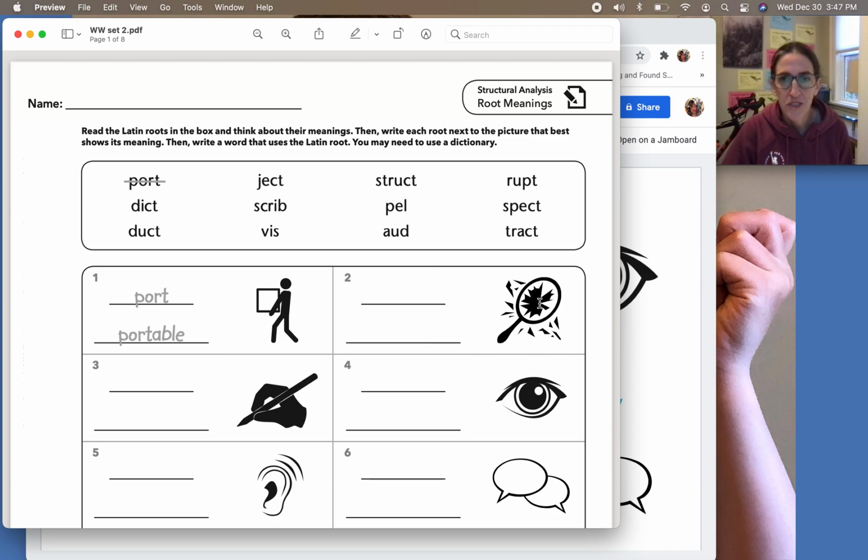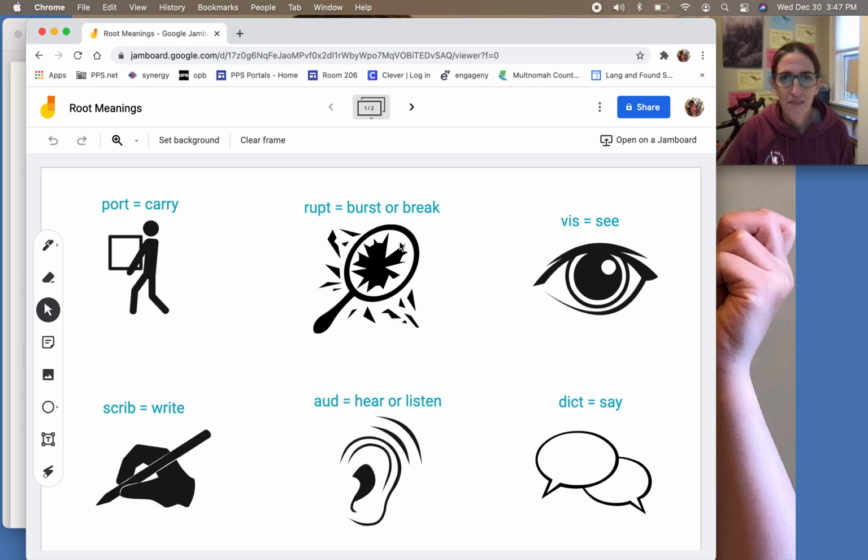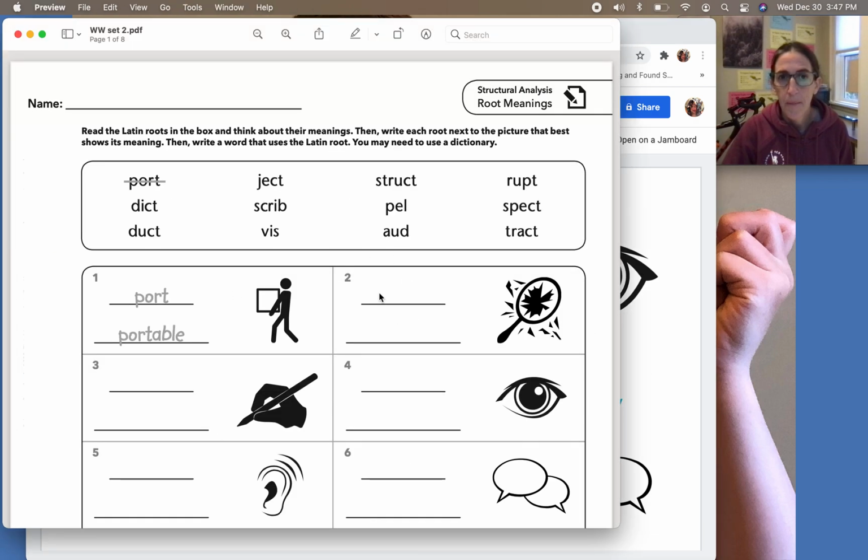So when you see the picture of the broken glass, that means to burst or break. So you would write rupt right there because that's the Latin root. And then you're going to write a word that has the root rupt in it that means to burst or break, such as rupture. And again, you can steal all my examples. That's why I gave them to you.